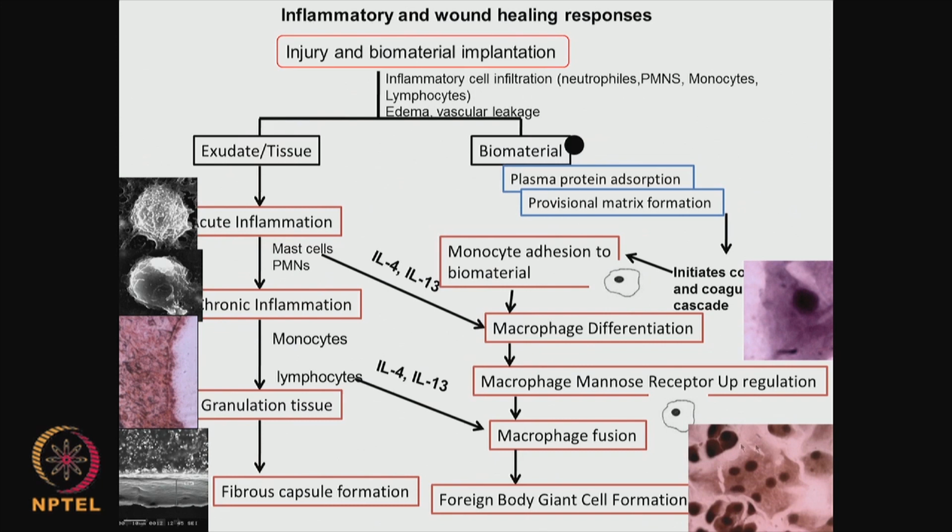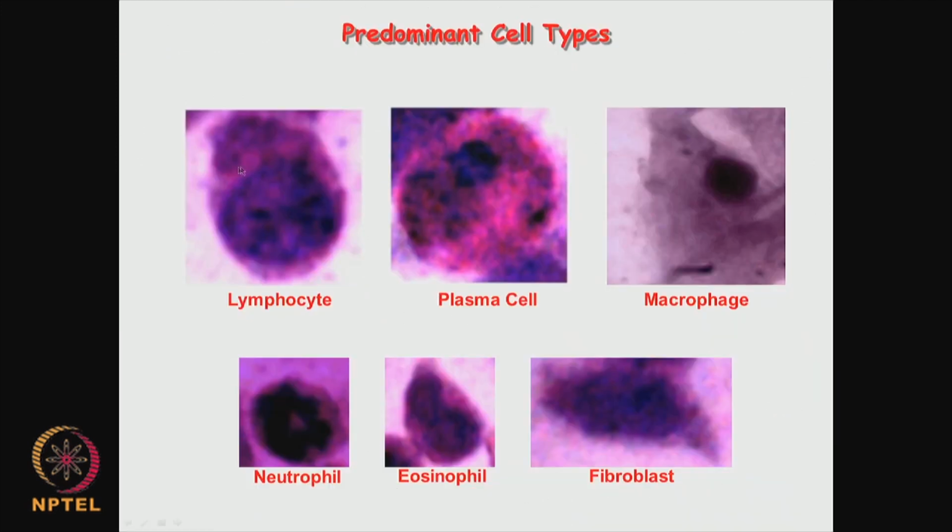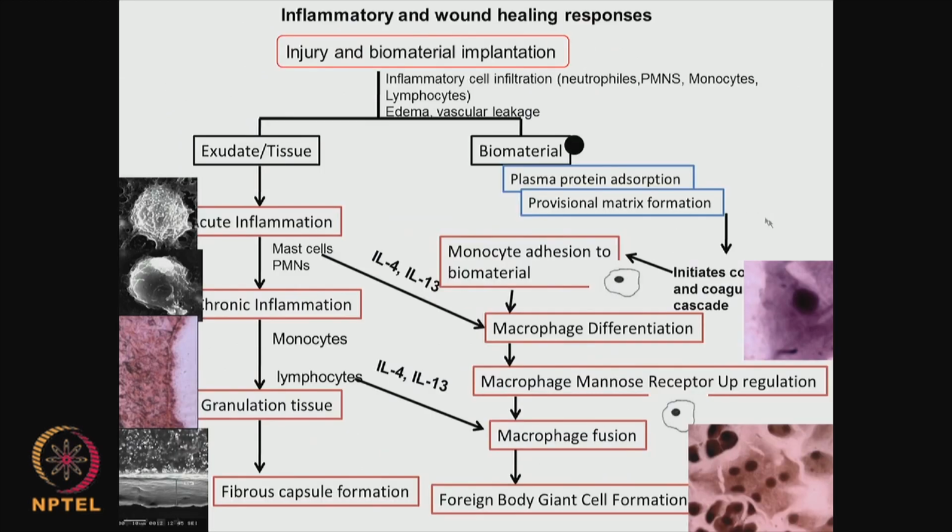These are some more pictures of foreign body giant cell formation. As you can see here, this is called a foreign body giant cell formation. So, different types of cells are formed. I showed this picture a long time back: lymphocytes, plasma cells, macrophages, fibroblasts, neutrophils, eosinophils. All these are formed in this particular step.